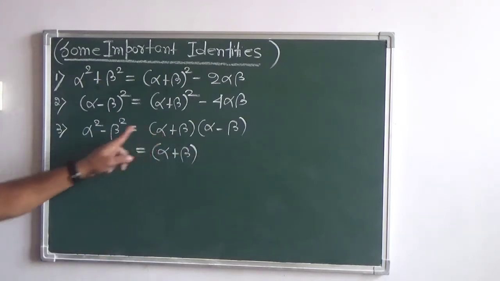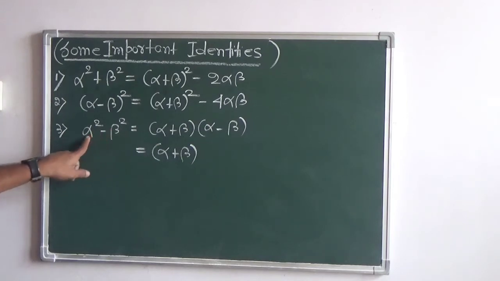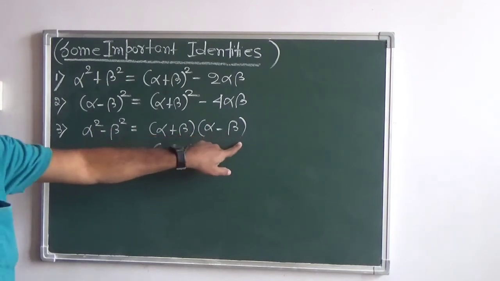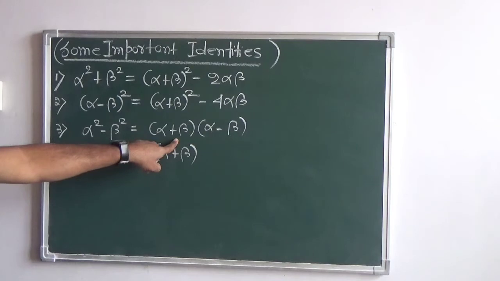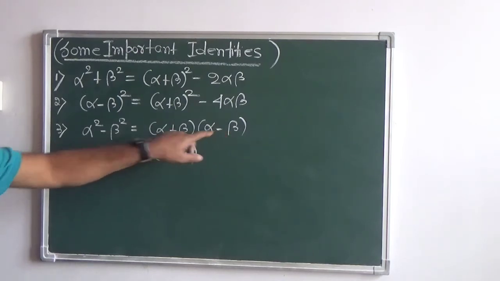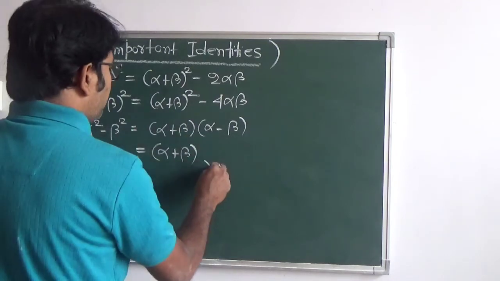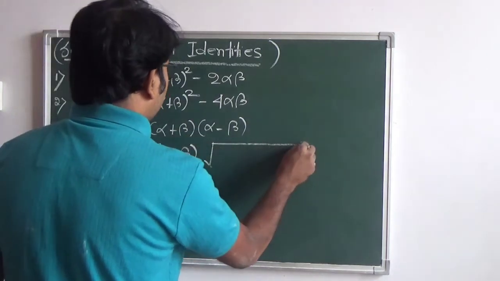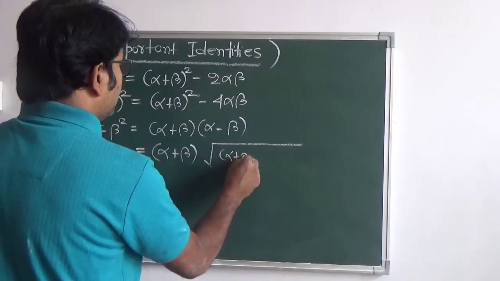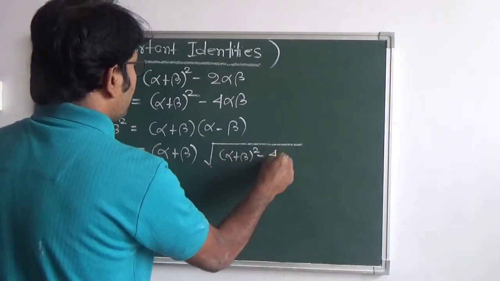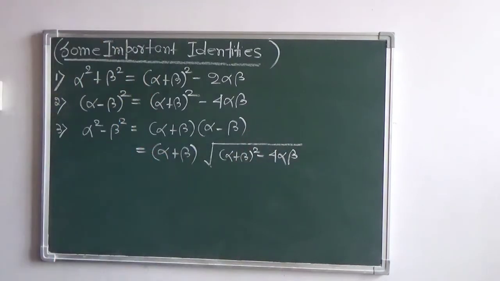Here it is alpha square minus beta square, that is a square minus b square, a plus b into a minus b. A plus b we can get from the given equation, but a minus b can be obtained from number 2. So that will be root over this one, minus 4 alpha beta.